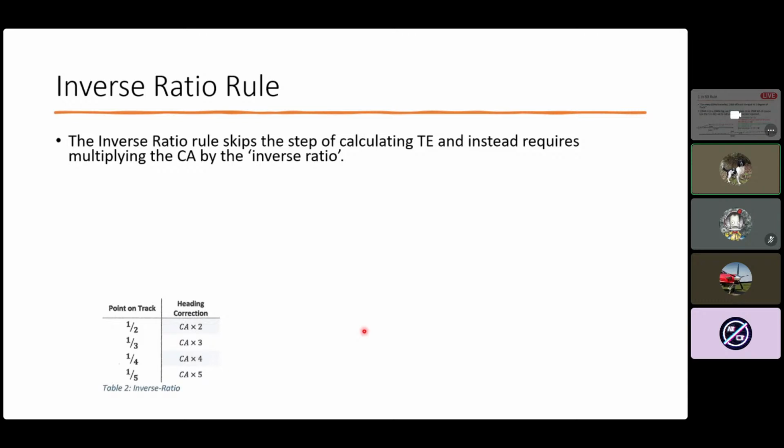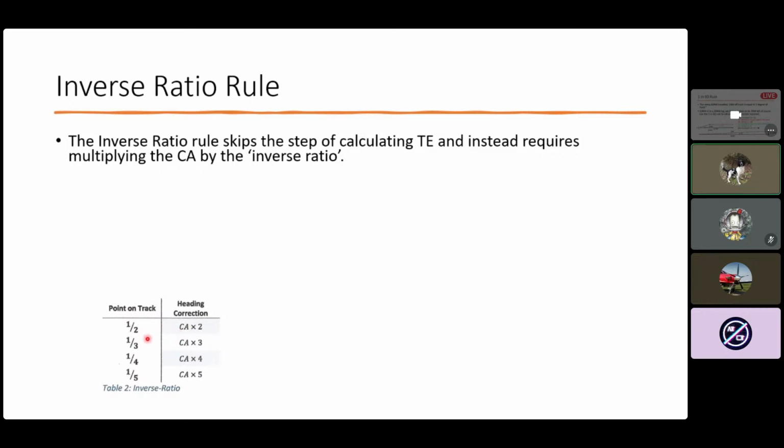So the inverse ratio rule just skips the step of calculating track error, and instead all you'd calculate is the closing angle and then multiply it based on the inverse ratio of your position in the track. Okay, so you just need to remember you're basically multiplying the closing angle by the denominator of the position. So if you're halfway along your track, you multiply closing angle by 2.